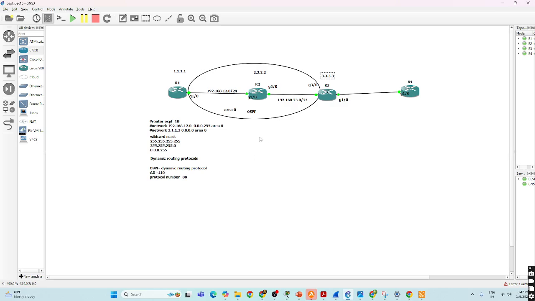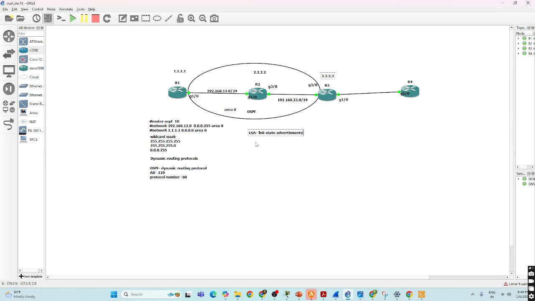In OSPF, who will carry these routes? Link state advertisements. We call them LSAs. It means R1 will advertise 1.1.1 to R2, and R2 will advertise 2.2.2 to R1. So they are advertising their routes to each other. This is called link state advertisements.